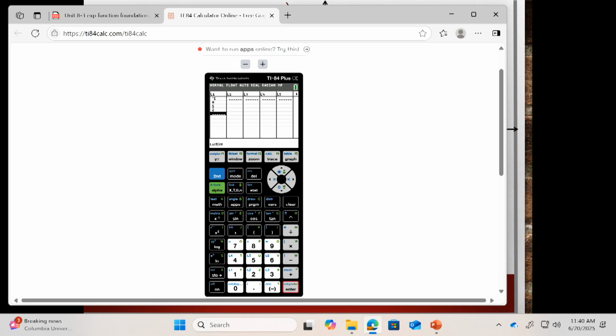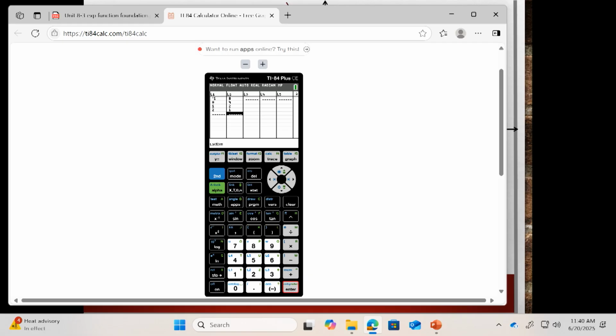Now I'm going to scroll right and put my y values in. 8 equals, 4 equals, 2 equals, 1 equals. All right, so now that I put my table in, I need to go back and pull my exponential regression.